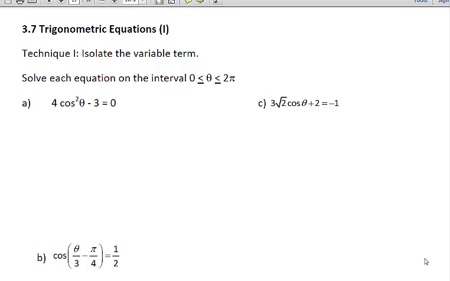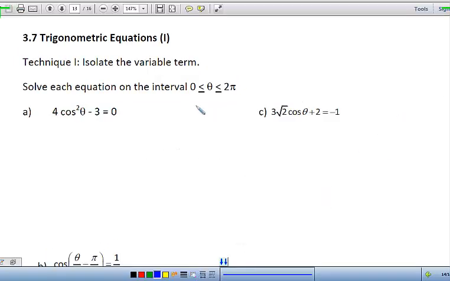And that is when we're solving for a particular variable, we try to isolate the variable term, or in this case, not just the term, but the function that involves the variable. So let's take a look at example A. We want to solve each equation on the interval 0 to 2 pi. This means we want to find every solution within this interval, which is, of course, one revolution around the circle.